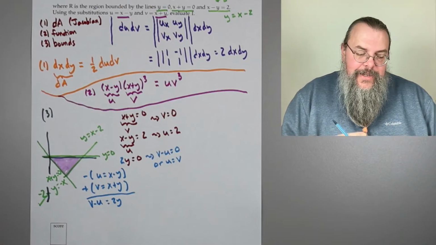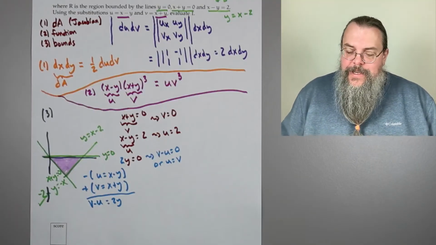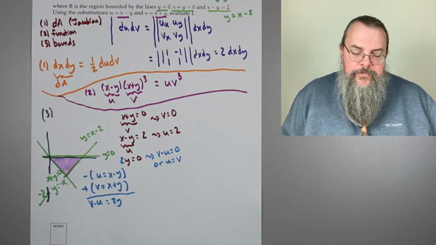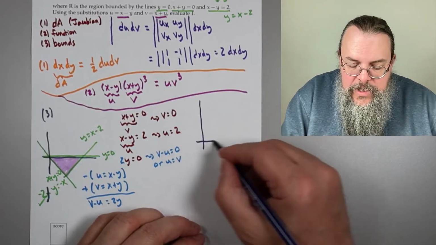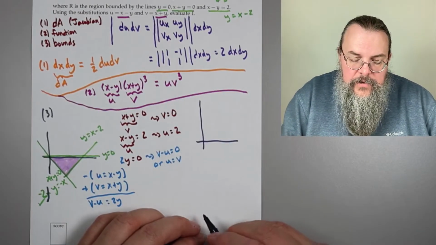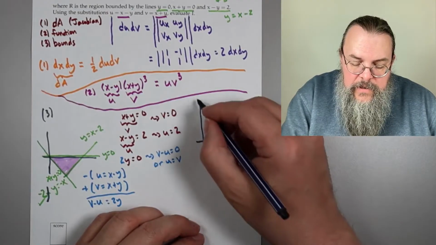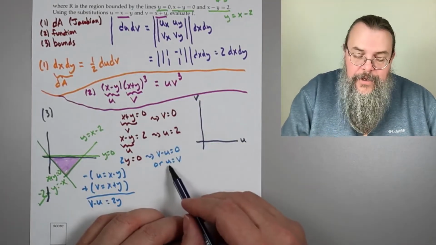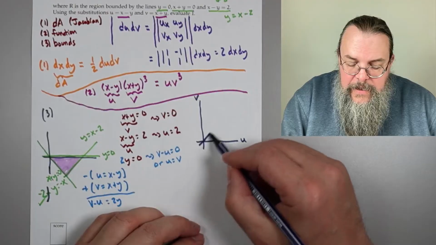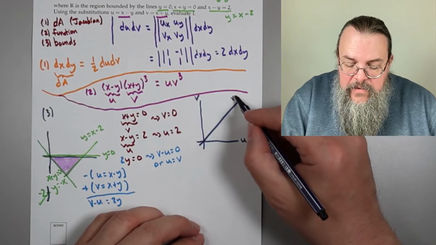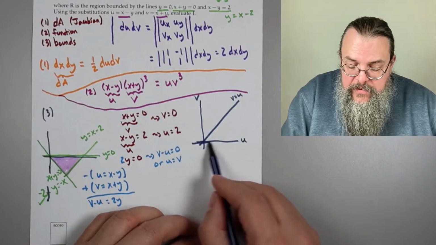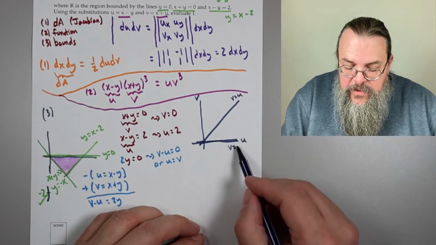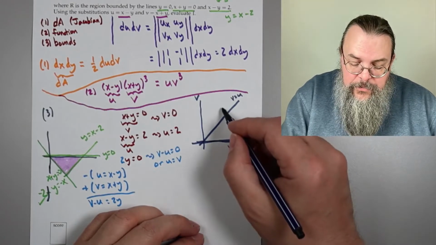All right, so let's sketch and see what we have here. Okay, so our region, we have some curves. We'll say u, v. We have u equals v, or v equals u. Okay, that's easy enough. We have v equals 0. That's also not so bad. That's v equals 0. And we have u equals 2.